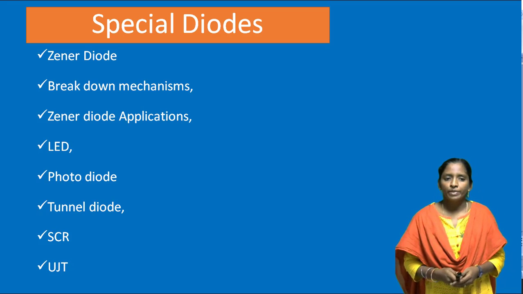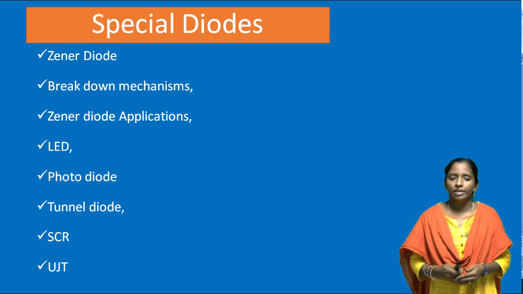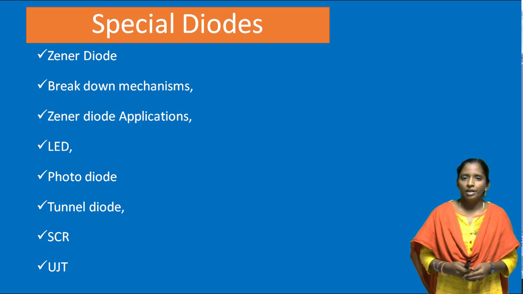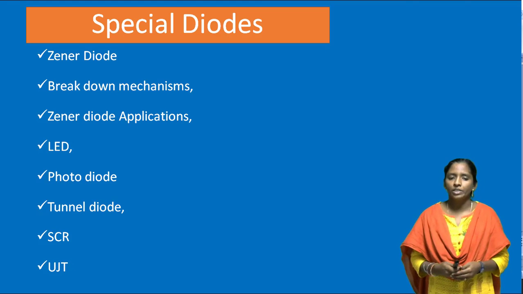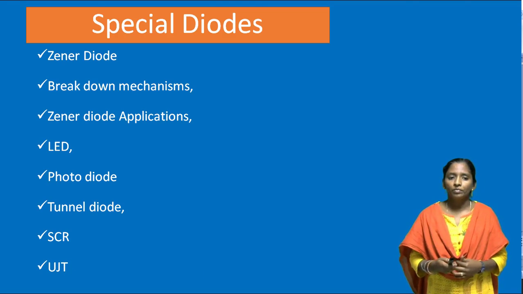There are different types of special diodes. One is the Zener diode. In Zener diode, we are going to discuss breakdown mechanisms and Zener diode applications. What are the applications of Zener diode? We are also discussing this in this unit. And LED and photodiode, tunnel diode, SCR and UJT, we are going to discuss in this unit. Now let us discuss one by one.